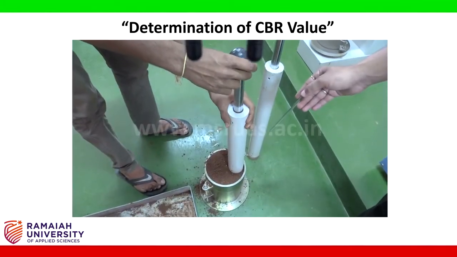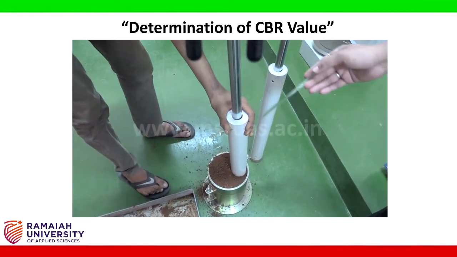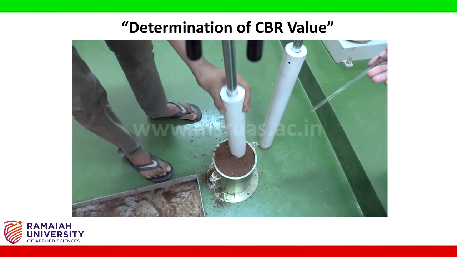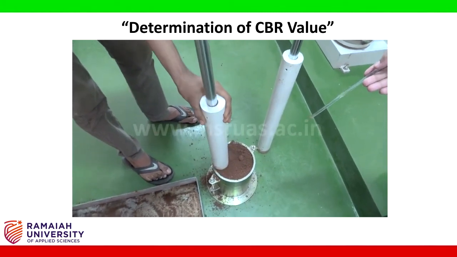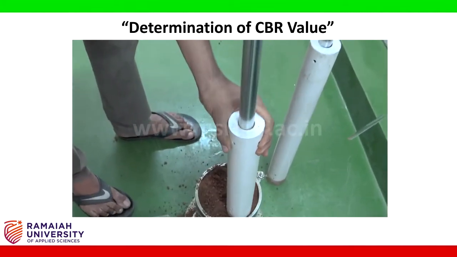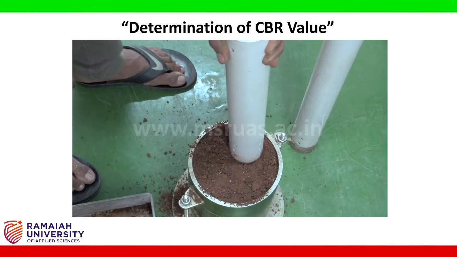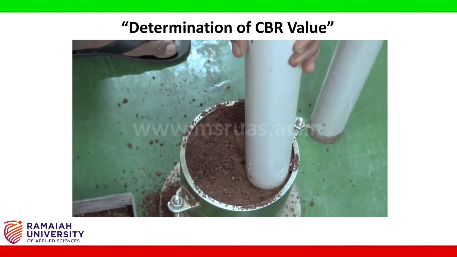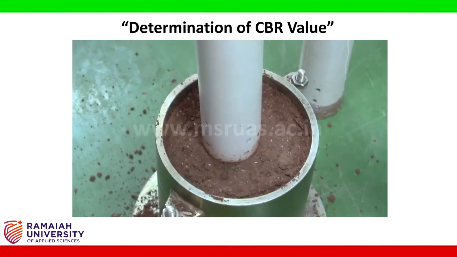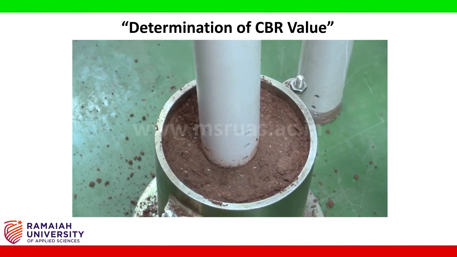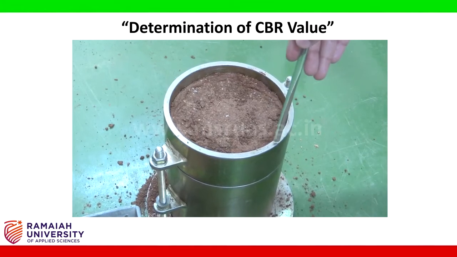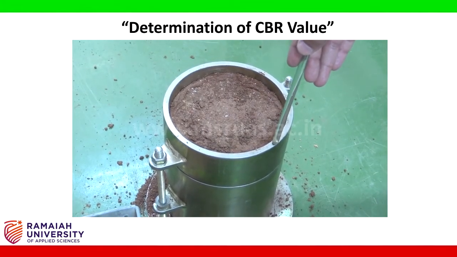Start the compaction process again by lifting the rammer and then dropping it. This process needs to be continued till we reach 55 number of blows evenly distributed on the surface of the specimen. Now we are done with the compaction of the third layer, that is the last layer, by giving 55 number of blows. Once the compaction process for the third layer is done, it is now time to remove the collar out.